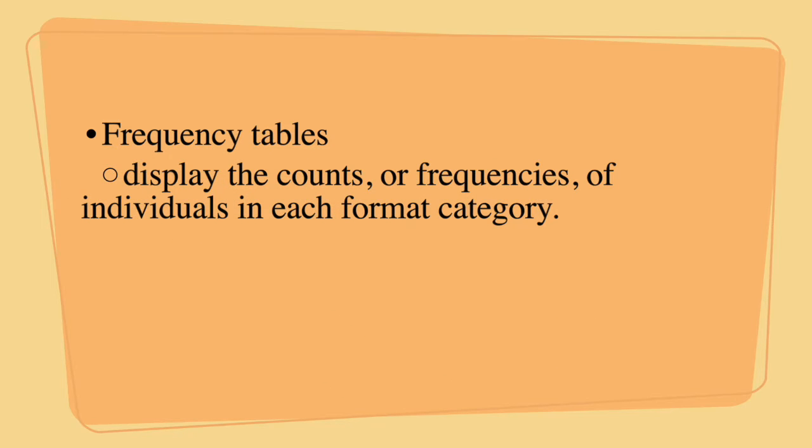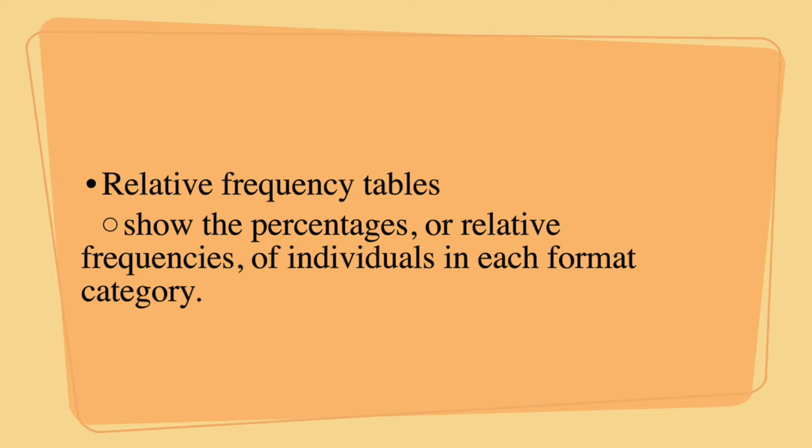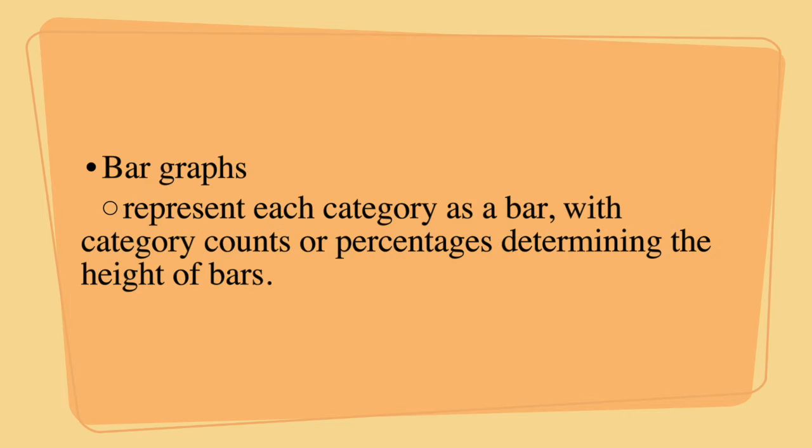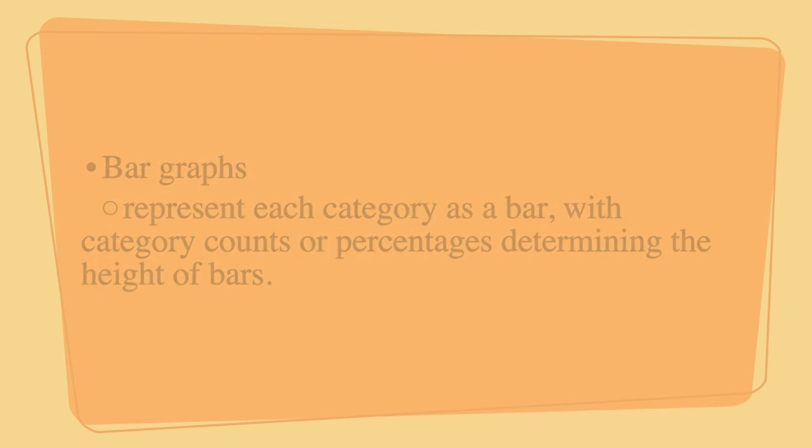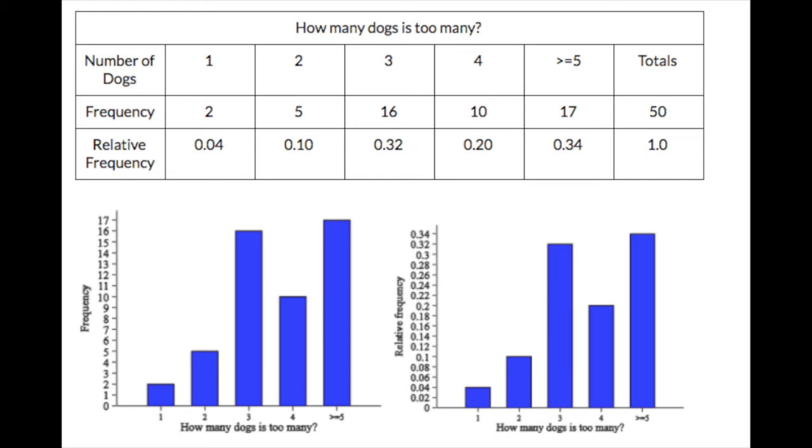Frequency tables are used to display the counts or frequencies of individuals in each category. Relative frequency tables show the percentages or relative frequencies of individuals in each category. Bar graphs represent each category as a bar, with category counts or percentages determining the height of the bars. Take a look at the charts below.